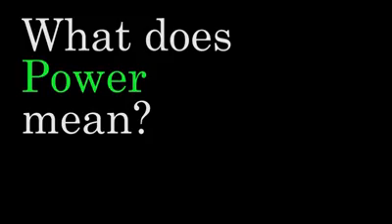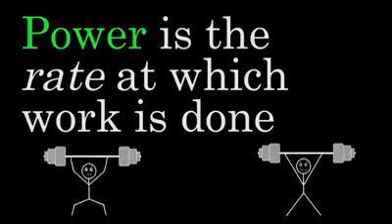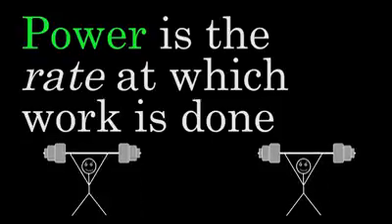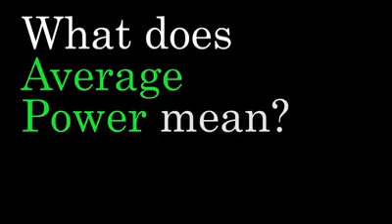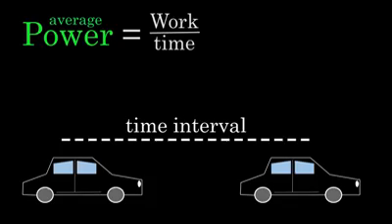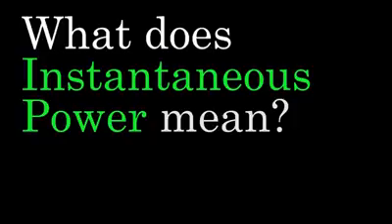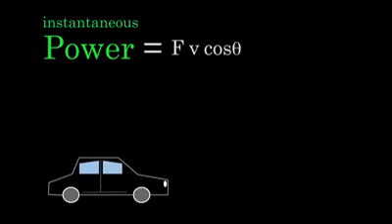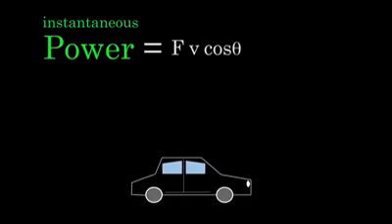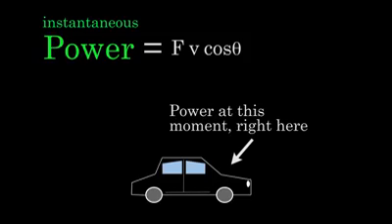Alright, so what does power mean? Power is the rate at which work is done. What does average power mean? Average power is the work done divided by the time interval that it took to do that work. What does instantaneous power mean? Instantaneous power is the power output of a force at a particular moment in time.